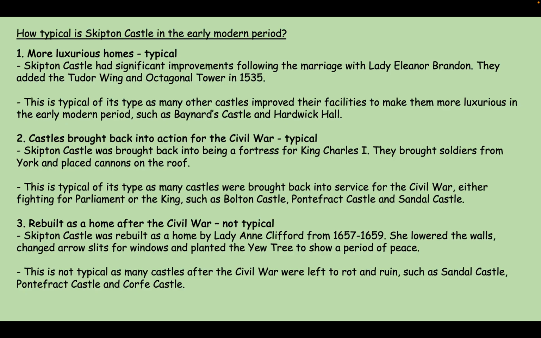Now again, to make sure we've got balance, we do need to have a not typical. Skipton Castle was rebuilt by Lady Anne Clifford between 1657 and 1659. She lowers the walls, she puts windows in instead of arrow slits, and she plants the yew tree to show the period of peace. That's really not typical, because after the Civil War, many castles were just left to rot and ruin, like Sandal Castle, Pontefract Castle and Corfe Castle. They were all just left to ruin, whereas Skipton was rebuilt. So that's not a typical thing for other castles.